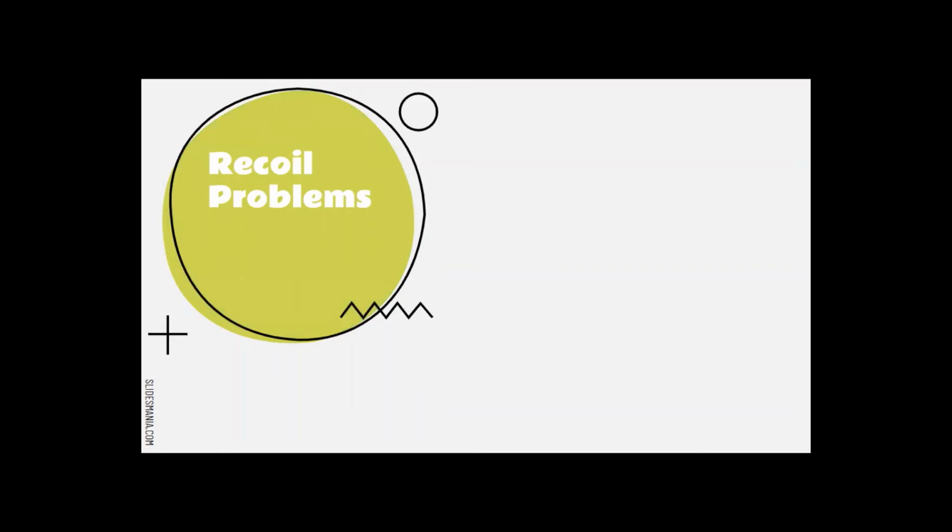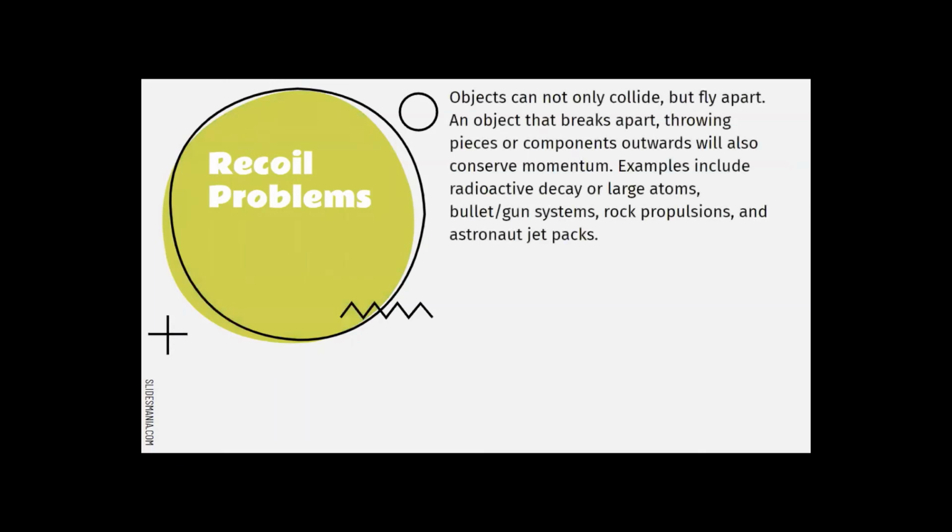All right, recoil problems. Recoil is very similar to collision, but there is something slightly different that we want to make sure we take into consideration. Objects can not only collide, but they can fly apart, and that's what we call recoil. An object that breaks apart, throwing pieces or components outwards, will also conserve momentum. Examples include radioactive decay, when a particle is ejected from an atom, a bullet and gun system, rocket propulsion, and astronaut jetpacks.